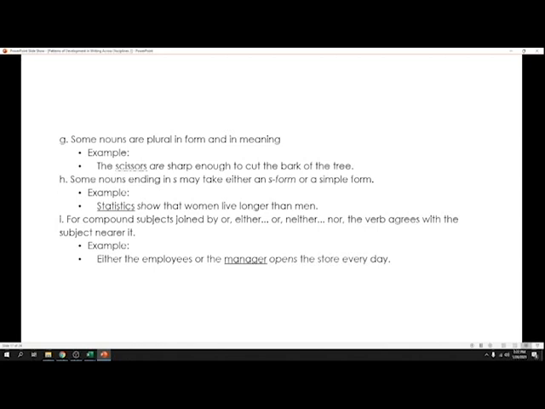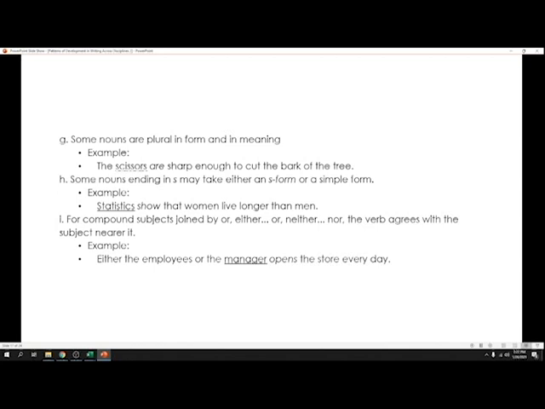Letter H. Some nouns ending in S may take either an S form or a simple form. So, statistics show that women live longer than men. So, statistics is a noun. Pwede rin naman siyang may S, pwede rin siyang walang S. So, pwede siyang statistic and statistics.